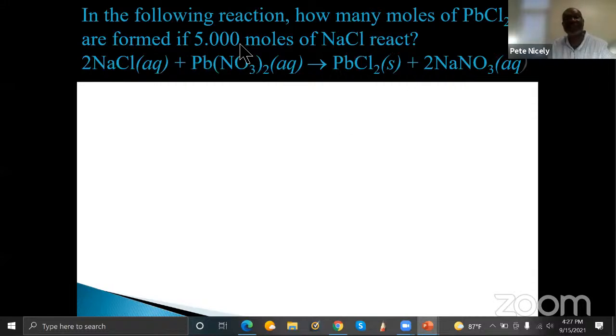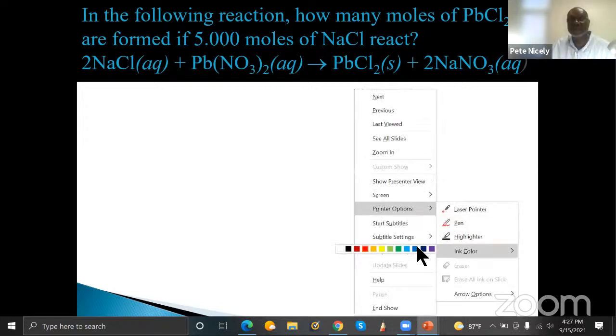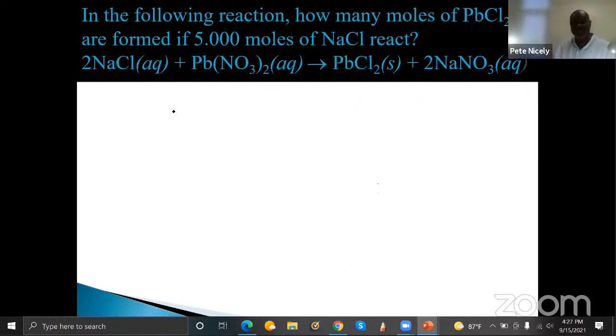In this question, they gave you the balanced equation, luckily, and it says how many moles of lead-2 chloride will be formed if 5.000 moles of sodium chloride react. So let me write down what is given. Let me choose black, I think black is more visible. You're going to start off with what is given, which is 5.000 moles of NaCl. The question is asking for the moles of lead-2 chloride.